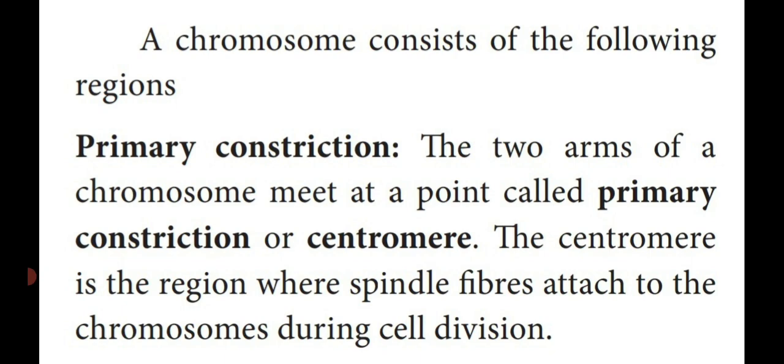We have already seen that chromosomes are made up of a pair of strands. So at the center they are having the centromere. On the upper side they are having two arms, and on the lower side another two arms. That is said to be a pair of chromosomes known as sister chromatids, isn't it? So these two arms of the chromosome meet at the point called primary constriction or centromere. Kindly note the word: centromere is otherwise known as primary constriction.